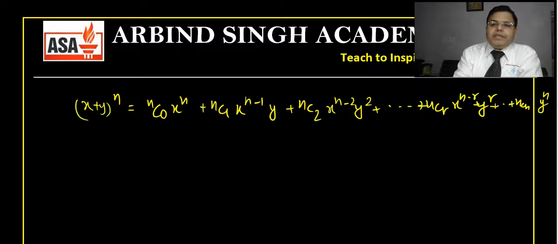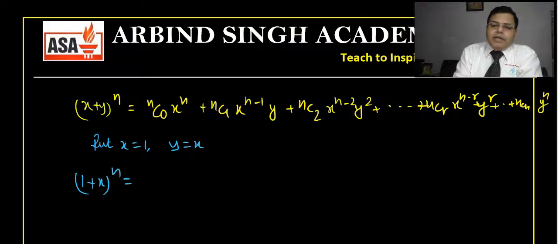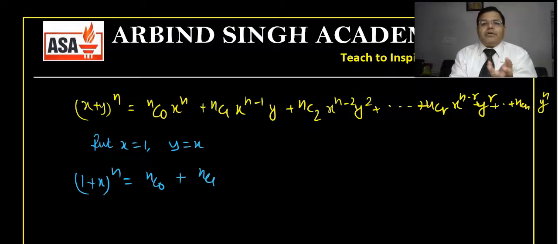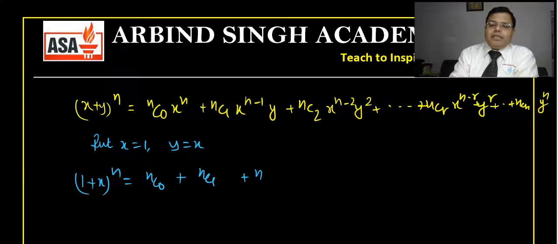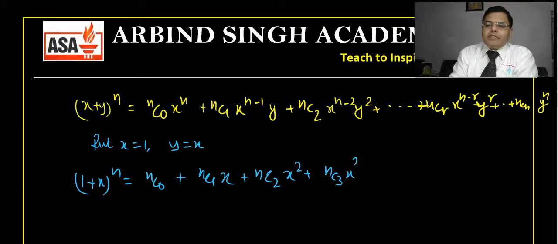So if you put x is equal to 1, and in place of y if I put x, then the expansion will be like (1 plus x) to the power n. In the similar way, we can write nC0 1 to the power n, that is 1, and for nC1 wherever x is, that will always be 1, because whether the power is n or n minus 1 or n minus 2, 1 to the power anything is the same. So there is no need to write this, and only the terms of y are to be written. In place of y there is x, so we write nC0 plus nC1 x plus nC2 x square plus nC3 x cube, like this. And here it will also be nCr x to the power r and nCn x to the power n.